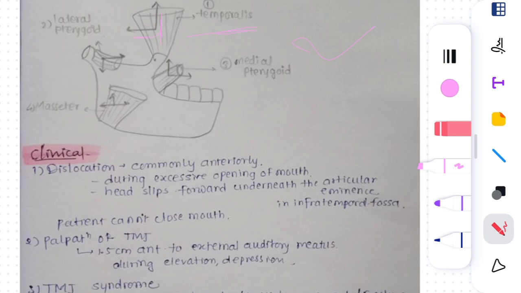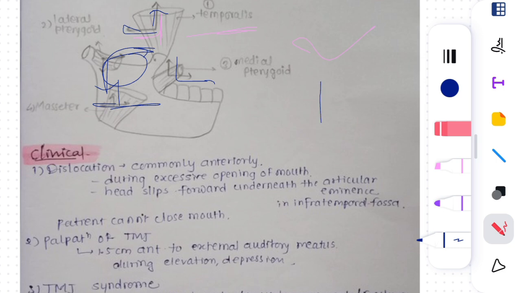There are arrows that represent their actions. So temporalis is elevation and retraction, medial pterygoid is elevation and protrusion, masseter has 3 actions, and lateral pterygoid has 2 actions. This image you can see, remember, and write. You should not remember the theory. This diagram is so important and very easy to understand.